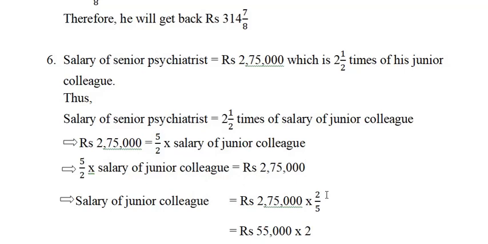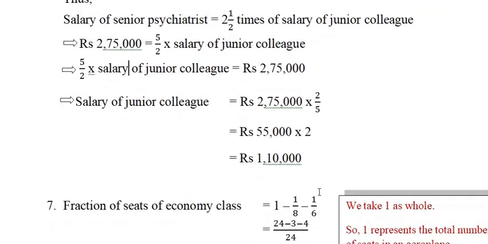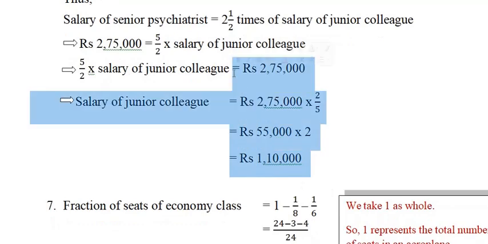So ultimately we can find out the salary of the junior colleague. When you move this fraction towards the other side, it will be the reciprocal. Here it is 5 by 2, and when we move this fraction to the other side of equals to, it will be the reciprocal, 2 by 5. So ultimately it will be 1,10,000. So 1,10,000 is the salary that is earned by the junior colleague.